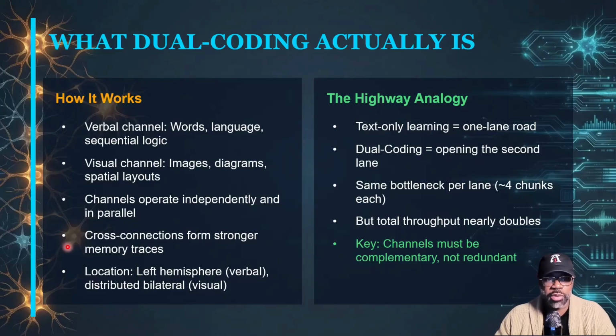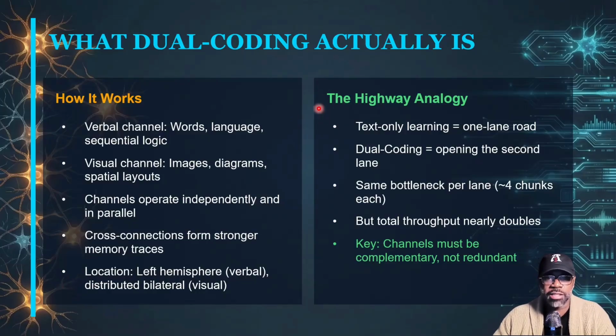So think of it again as creating some connective tissue here between the two channels, making it again hard or sticky in your brain. And then you have location, whereas the left hemisphere or left brained, as some folks would say, is your verbal hemisphere, and then the distributed bilateral hemisphere is the visual.